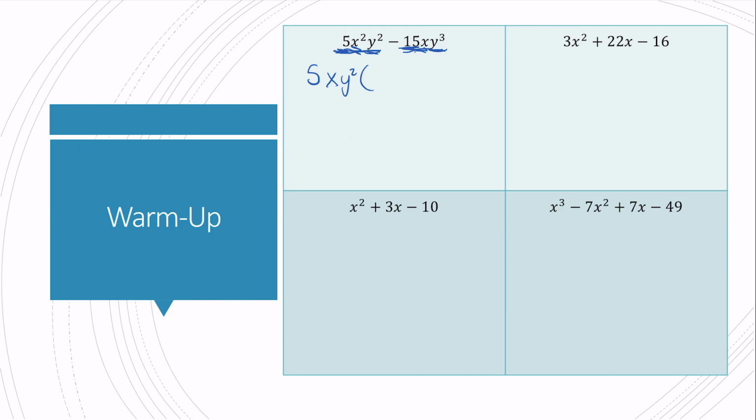And I think to myself, what do I multiply 5xy squared by to get 5x squared y squared? Well, that's just going to be an x. Minus, what do I multiply 5 by to make it look like negative 15? How about a negative 3? I've already got an x. I've got y squared, I need one more y. So that's factoring by pulling out the greatest common factor.